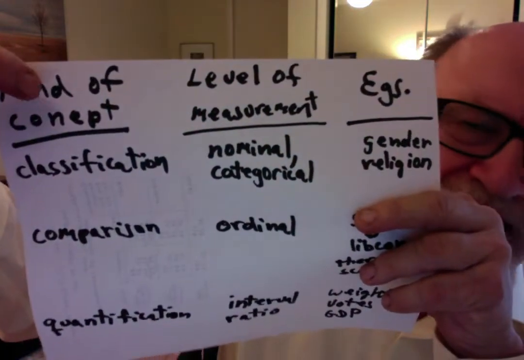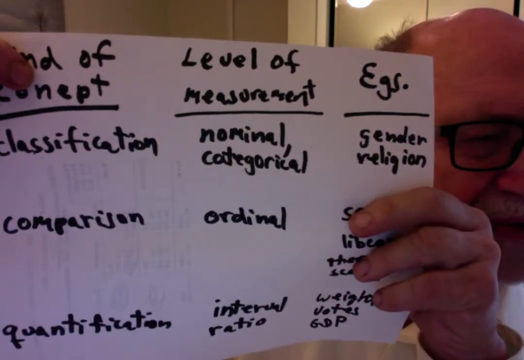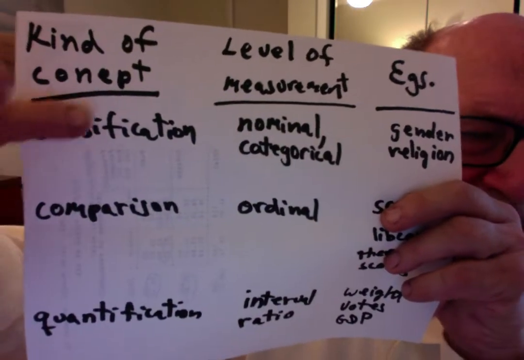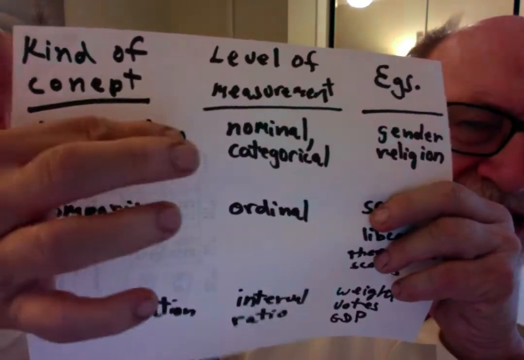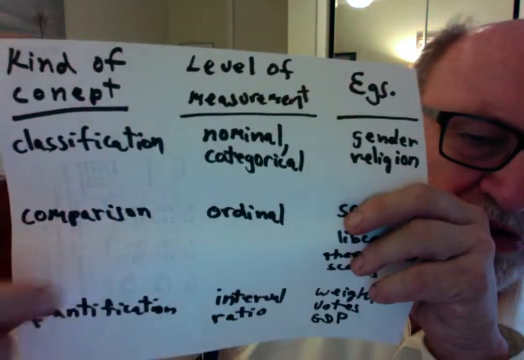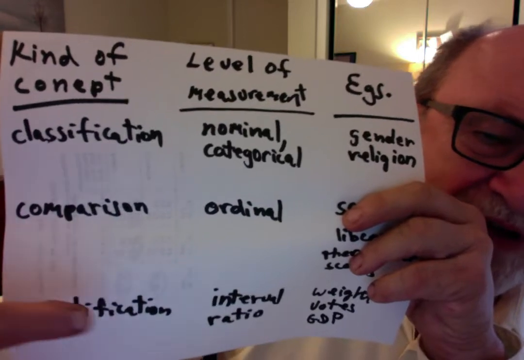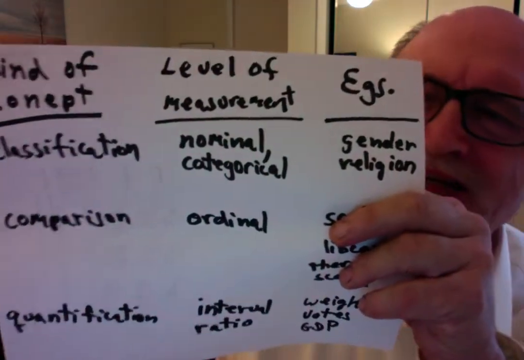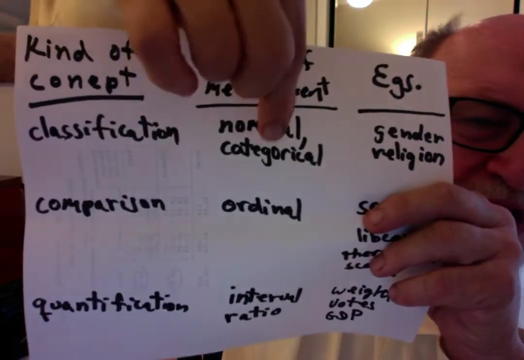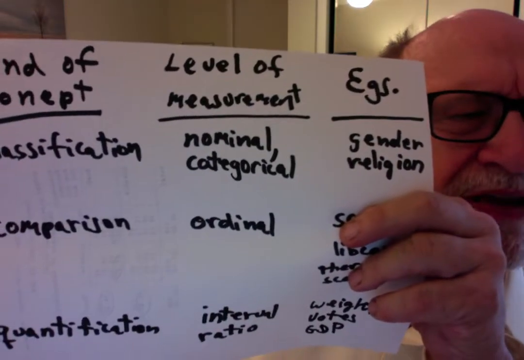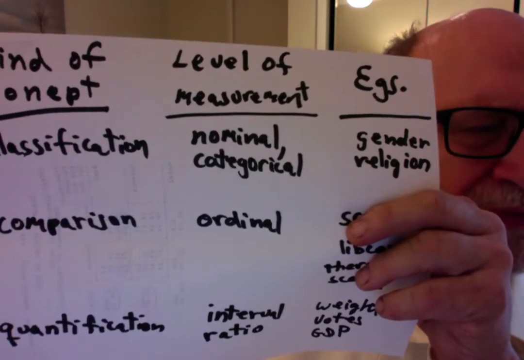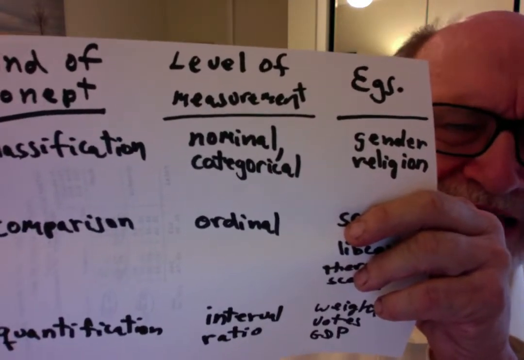Over here, we put the kind of concepts. Remember, about a month ago in class, we talked about different kinds of concepts. Here's the classification concept. Then we have comparison concepts. Go across like this. And over here, we have quantification concepts. Now, in this next column, for each of the kind of concepts, we've designated what the level of measurement is, the terms we use to talk about that level of measurement at that conceptual level.